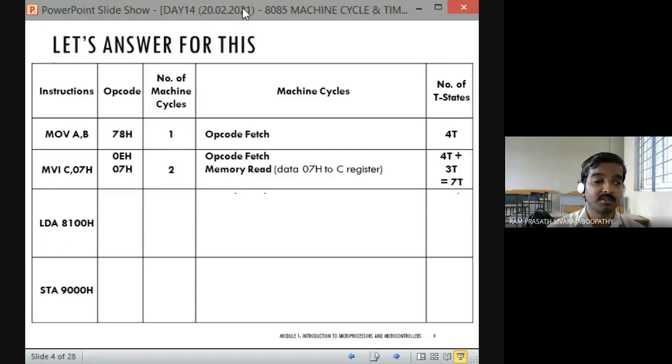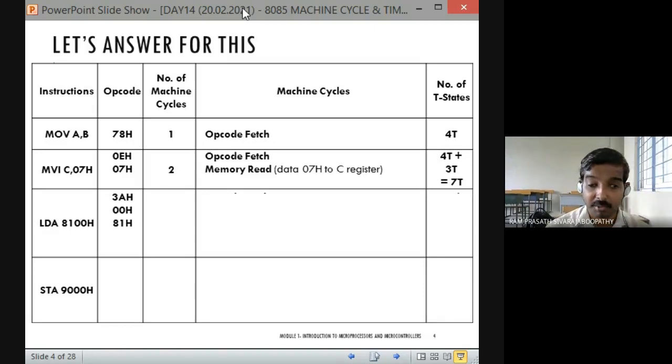LDA 8100H. How many bytes is the instruction? Yes, very good. It's a 3-byte instruction. Okay, so for LDA, 3A is the opcode, then 00 is the lower byte of the address, and 81 is the higher byte of the address. Can you people type it in the chat? How many machine cycles does it take to do this?